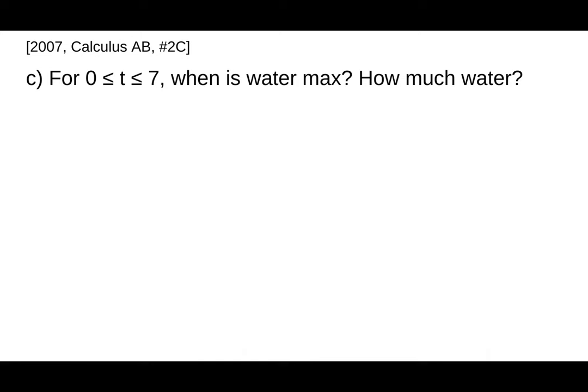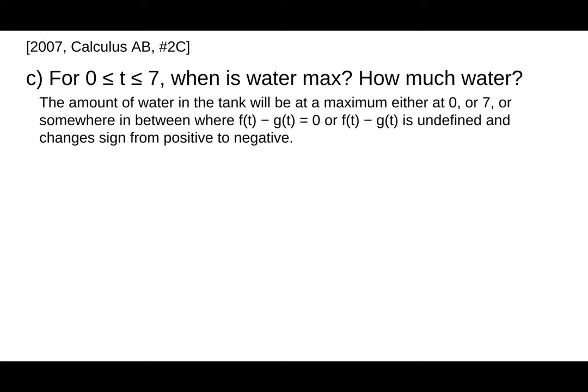In question C, for the interval from t equals 0 to 7 hours, when is the water at a maximum and how much water is there? All right, so the amount of water in the tank will be at a maximum either at 0 or 7, because those are the endpoints, or somewhere in between 0 and 7 where f of t minus g of t is equal to 0. All right, or possibly f of t minus g of t is undefined and changes sign from positive to negative. So we have a couple of different things going on here.